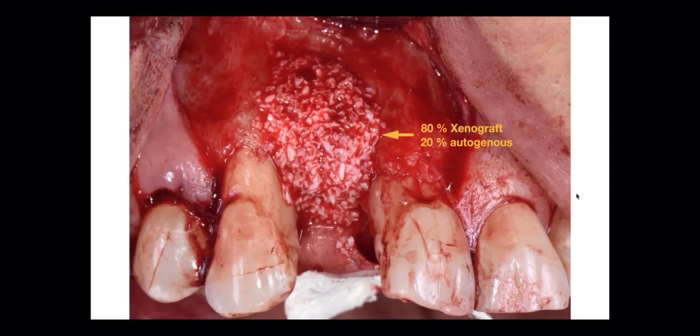Can we do this surgery with only xenograft? Yes, we can. We can do a lateral bone regeneration with 100% of xenograft. Adding autogenous bone will speed up our regeneration, okay? If we don't place autogenous bone, it can work, but we need a little bit more time to have our regeneration finished. So our membrane is stabilized from the palatal side with pins or screws.